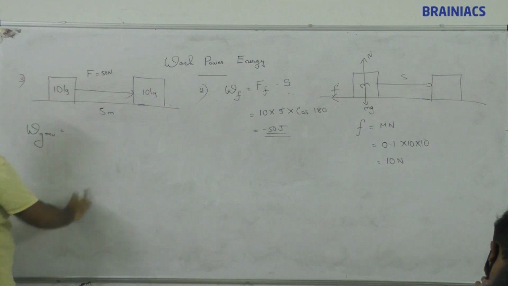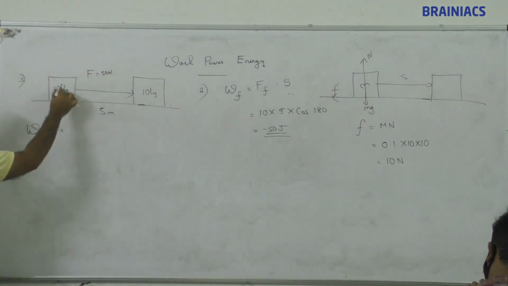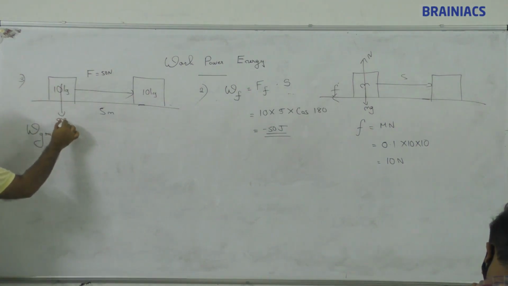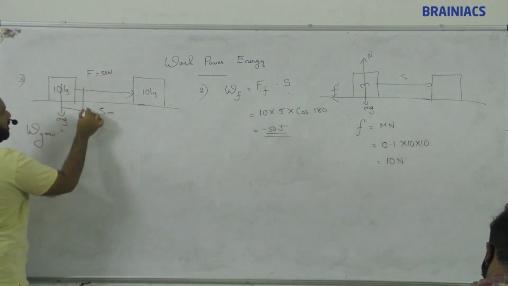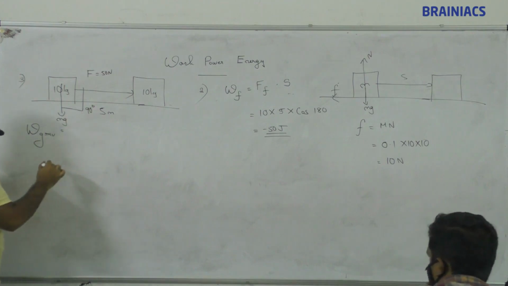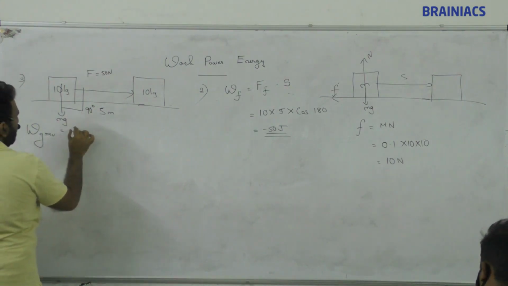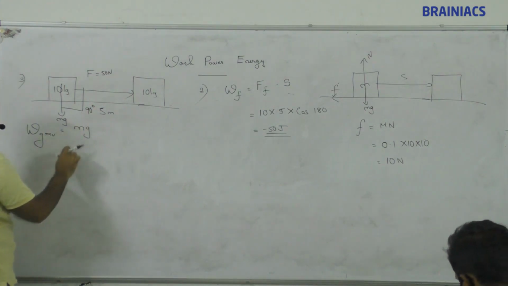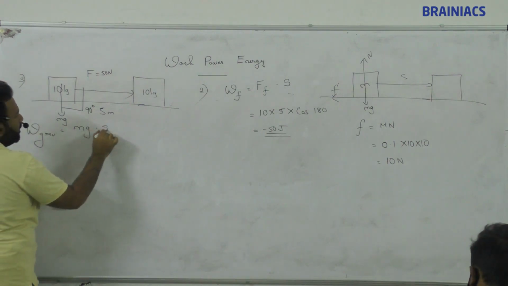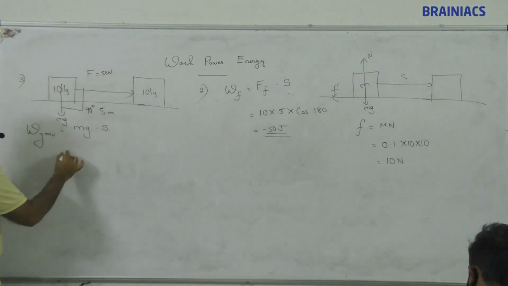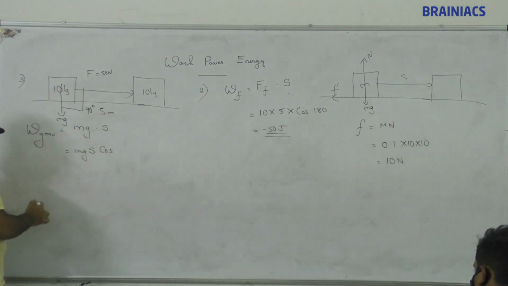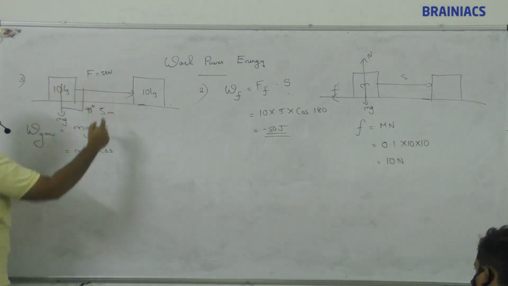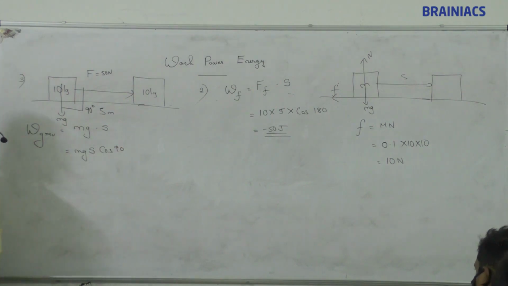Okay, let us see. What is gravitational force? mg, acting in this direction. What is this angle? 90 degrees. So now mg dot this displacement s. So m g s cos theta, force and displacement. The angle between them is 90.